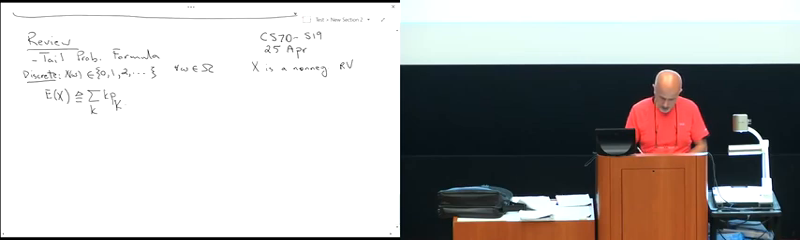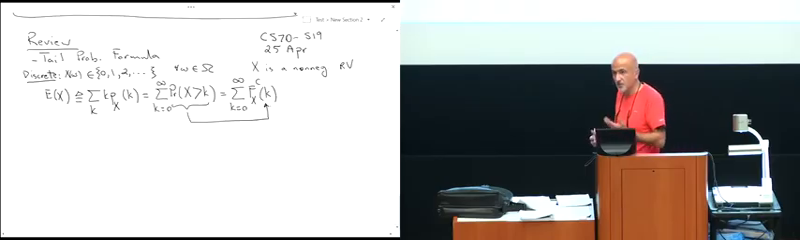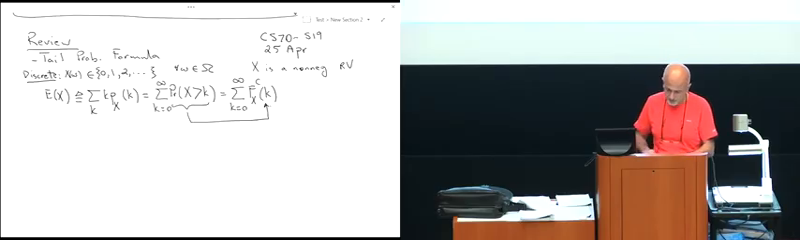times p_k, whoops, I need the random variable there. This summation is going to equal the sum from 0 to infinity of the probability that X is strictly greater than k. And of course, the kernel of this sum is the complementary CDF. This is the complementary CDF, the probability that a random variable takes on values greater than a certain threshold.